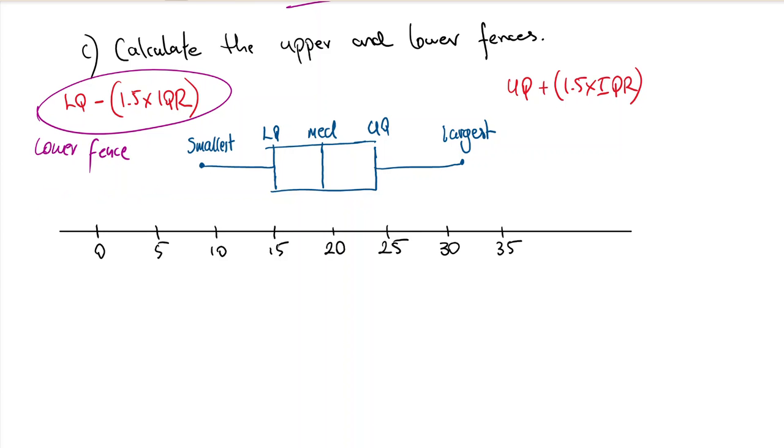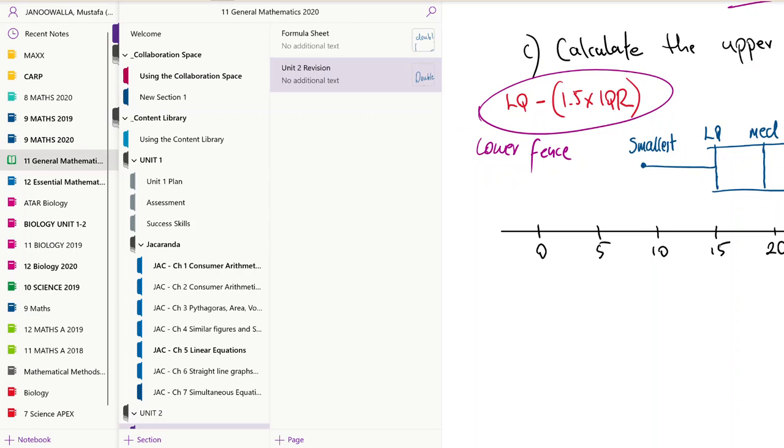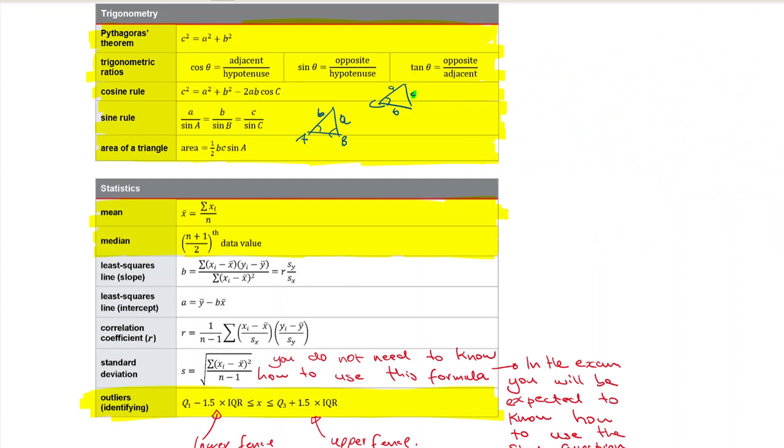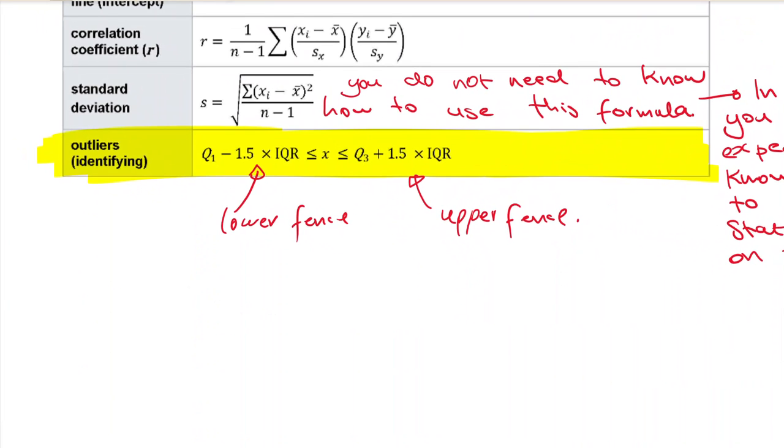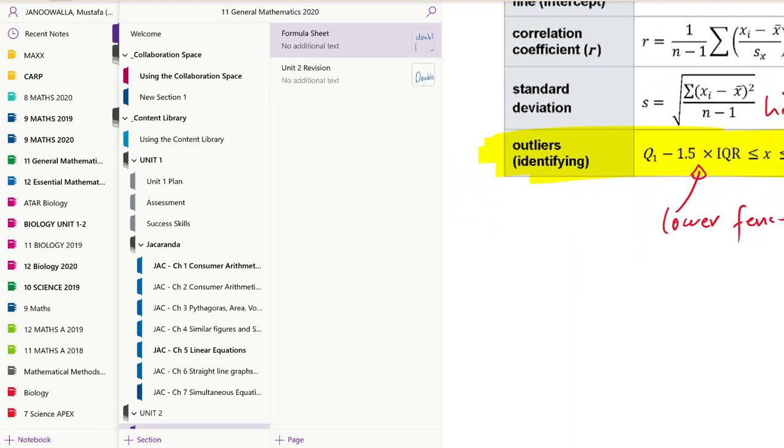So these formulas are in the formula sheet. I'll show you what it looks like in a second. This one is our upper fence. So if you don't memorize these formulas, that's fine. Look at the formula sheet, and it's over there under identifying outliers. Let's get back to the question.